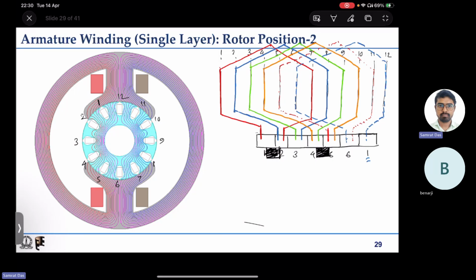Now which one will have maximum induced EMF? Which coil? The coil which is directly under the pole. That is the sixth coil, the one side, another side. Which coil will have the minimum or zero induced EMF? Obviously, this one, coil 3. Coil 3 will have zero induced EMF.